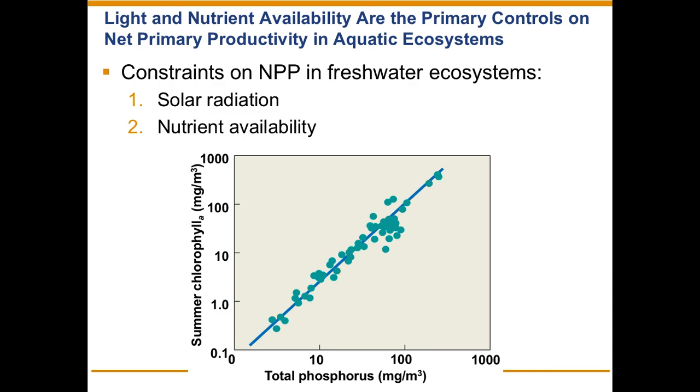Chlorophyll A is essentially a proxy for productivity. It's a chemical assay, and what we're doing is just measuring the amount of chlorophyll within a sample of water. From that, we can estimate the amount of phytoplankton within a sample of water. And once we've done that, we're estimating the amount of productivity. So if we take these proxies and plot out the relationship between them, we see a very strong positive correlation between phosphorus and chlorophyll levels.